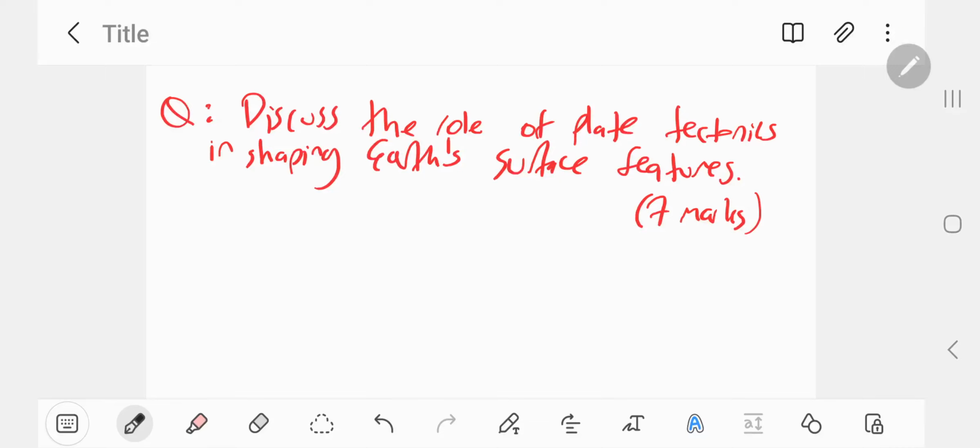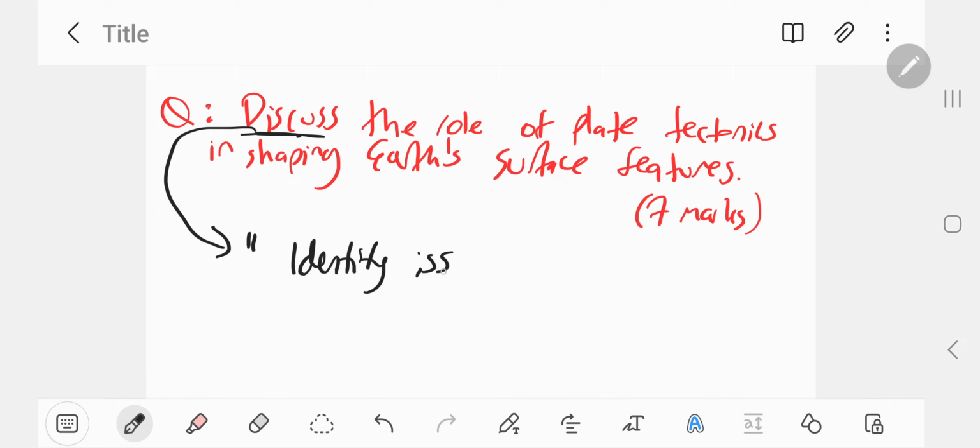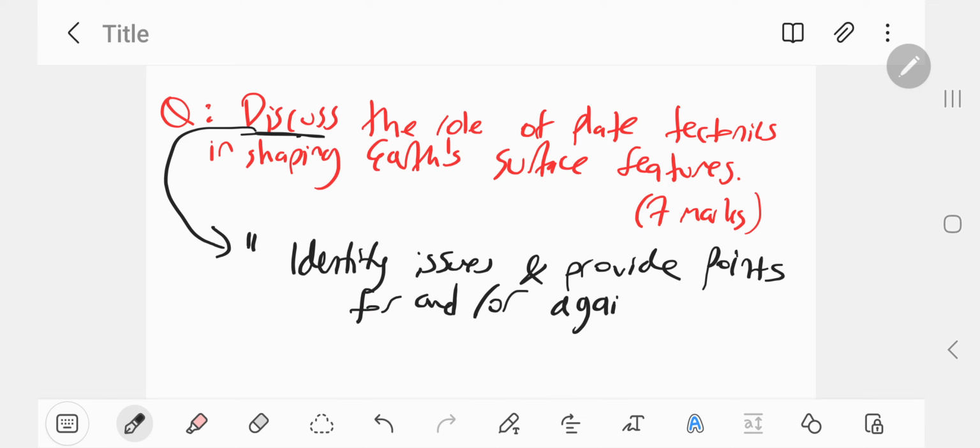In this video, I'll be looking at the verb discuss. The question is, discuss the role of plate tectonics in shaping Earth's surface features. 7 marks. The verb discuss means identify issues and provide points for and or against.